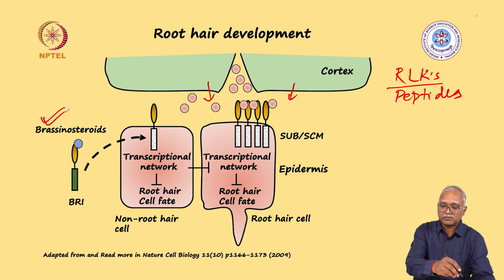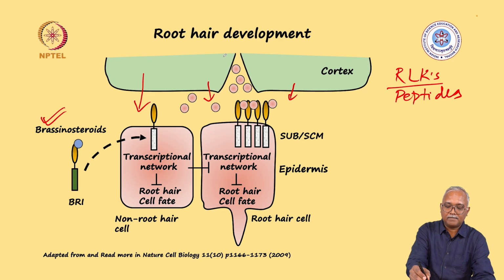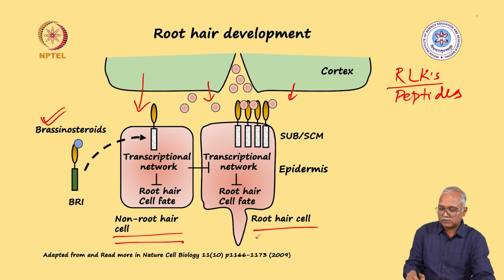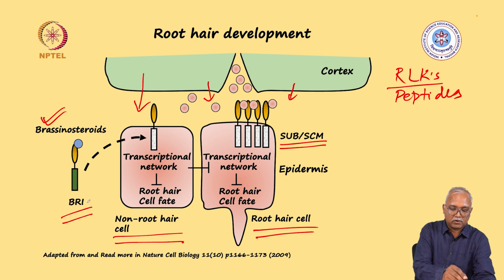which allows the next program to be activated. So as we saw in the previous case, the cell which is under one cortical cell is a non-root hair cell, and the one which sees two distinct cortical cells acquires the root hair cell identity. So the receptor-like kinases of this family, as well as something which is responding to the brassinosteroid, give signal to both these cells. So there is a transcriptional network which sets in because of these receptors responding to these ligands which are being released by the cortex.